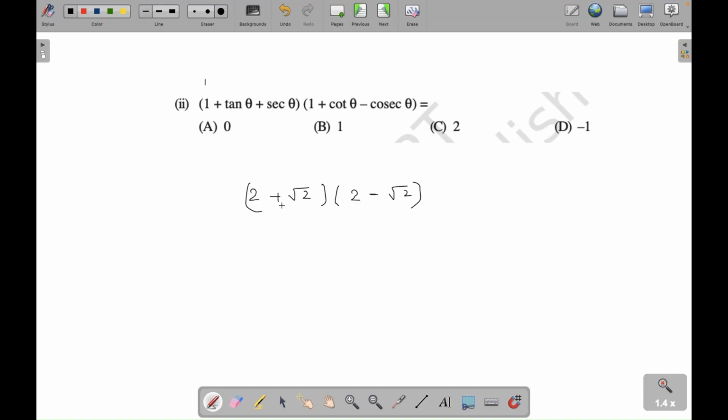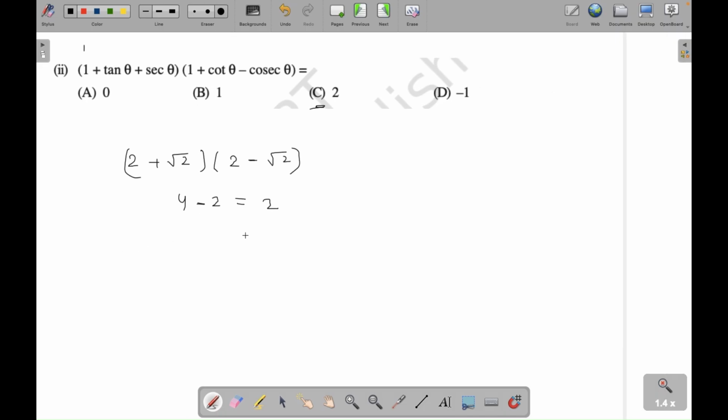So this is a plus b and a minus b, which becomes a square minus b square. So 4 minus 2, which is equal to 2. So 2 is the answer for this question. If you have to derive this, the easiest way is to decompose everything in terms of sine and cos, and then you are able to get the answer for such questions.